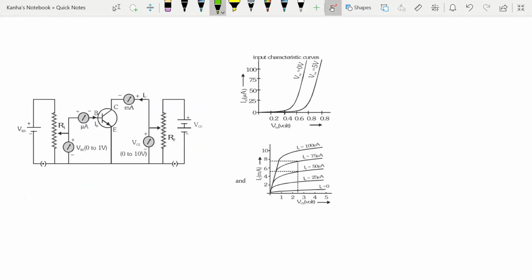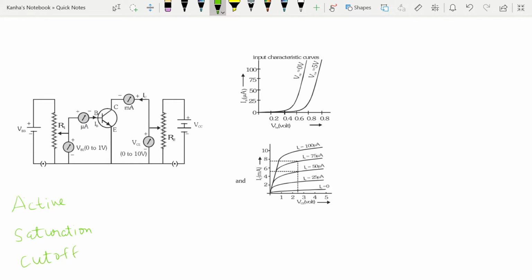Now let's look at some more properties of the BJT. First of all, you should be aware of the different regions of the transistor. Three regions are the active region, the saturation region, and the cutoff region.